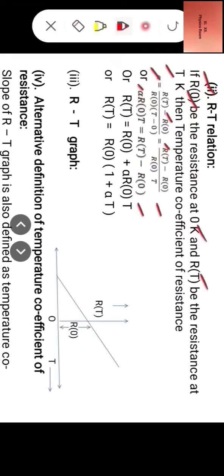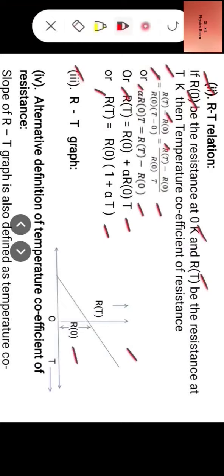Rearranging, we have RT is equal to R0 plus alpha R0 T, and finally we have RT is equal to R0 into (1 plus alpha T). So this is how we get the RT relation, that is the relation between resistance and temperature. The third is the RT graph. The RT graph is as shown.